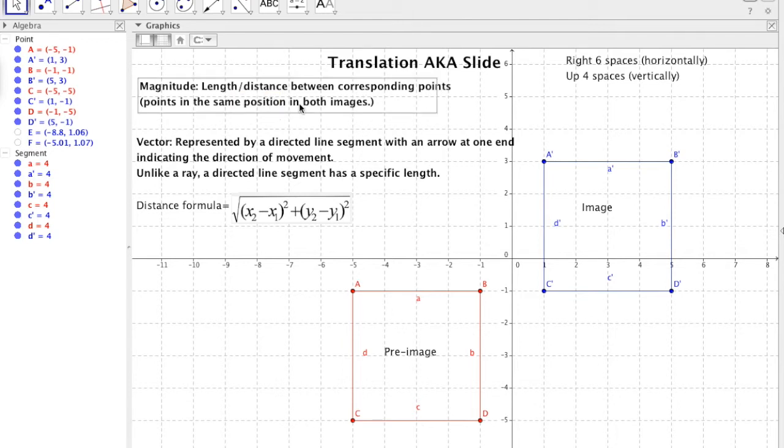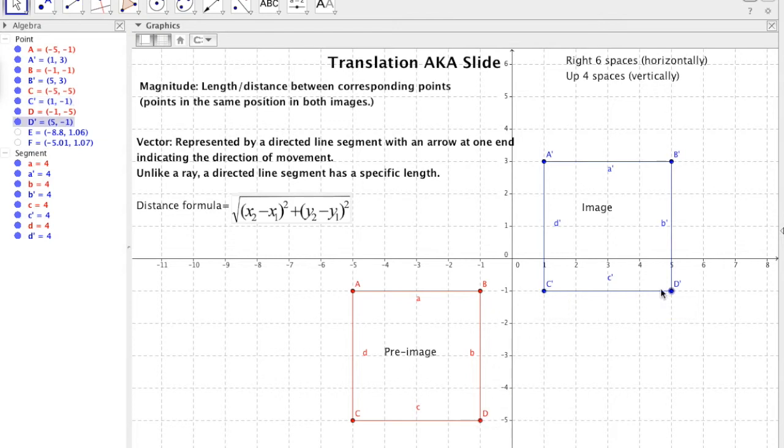Those are the points in the same position in both images. So if I'm looking at the left top point of the square, which is point A, the corresponding point in this square will be A prime. It will be the left top point. B corresponds with B prime, C with C prime, and D with D prime. And what I want to know in order for me to be able to use this vector, which you'll get to know later on in class, is how far apart these translated points are from each other.